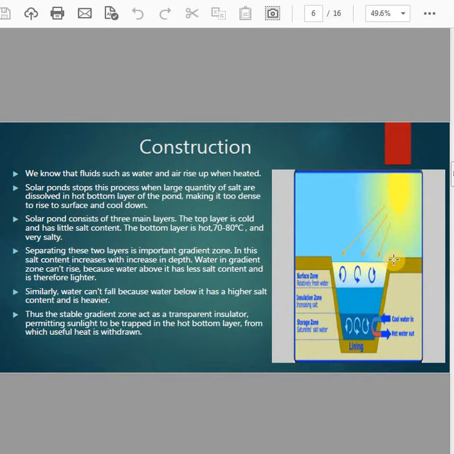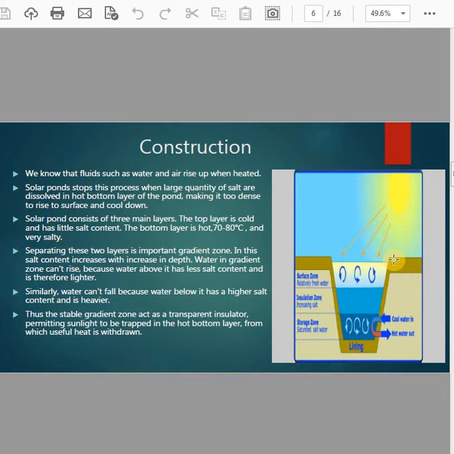The solar pond is constructed beneath the earth, and it consists of three layers. The top layer is cold water with less salinity or less salt content. The bottom layer is as hot as 70 to 80 degrees Celsius and very salty. Separating these two layers is very important, and there is a gradient zone between them. In this layer the salt content increases with the increase in depth, and water in the gradient zone can't rise.